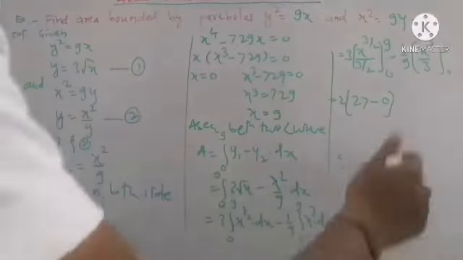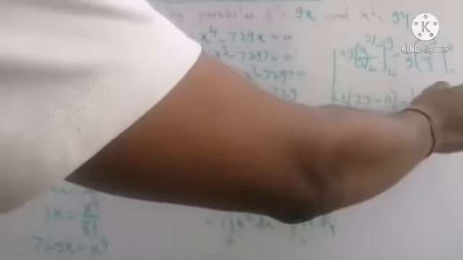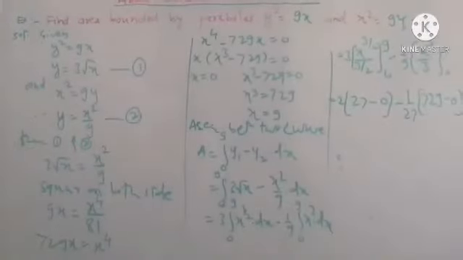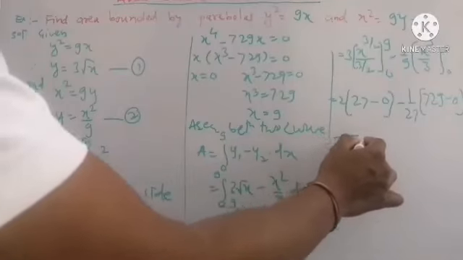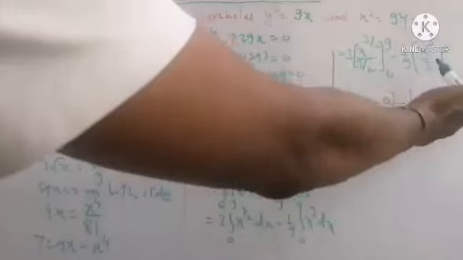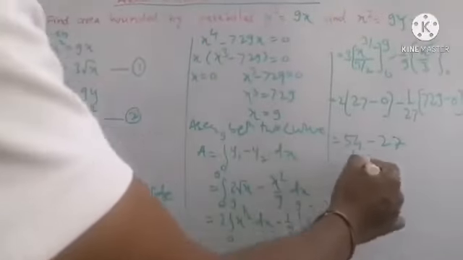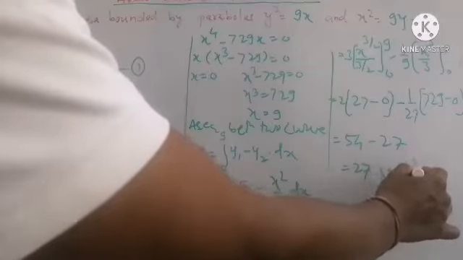And in the second expression, 1 by 9 into 3, 27 is a constant outside. As the upper limit is 9, the upper value is 9 cube, which is again 729, and minus the lower value, which is 0, as the lower limit is 0. Now simplifying this, 2 into 27 is 54, and minus, as 9 cube is equal to 729, similarly 27 square is also 729, so we get 729 divided by 27 as 27. By subtracting, we get the answer 27 square units.